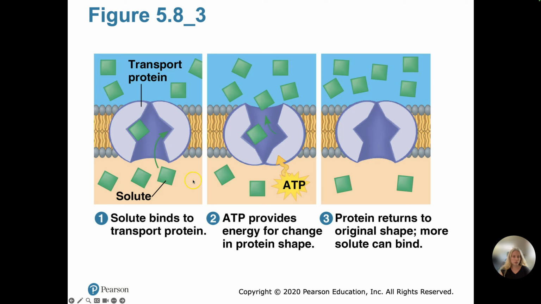And again, this is active transport because we can see this one's less extreme of an example, but the concentration of green squares is higher on this side of the membrane than on this side of the membrane. So it's moving from low to high concentration.